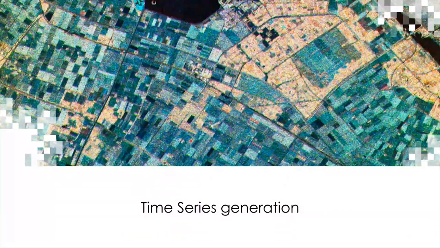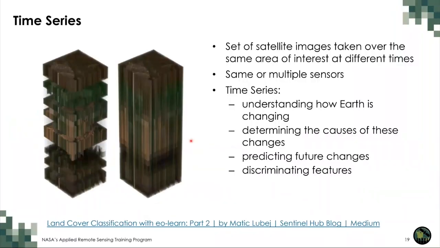So let's go back to time series and see how we generate time series, how time series are constructed. Well, what actually is time series? This is a set of images taken over the same area of interest at different times. The images can be taken by the same or multiple sensors. We can just have Sentinel-2, we can just have Landsat, we can just have Planet, and the images are taken with the same sensor, or we can combine this data together. And we are getting a stack that we are able to process as a time series.